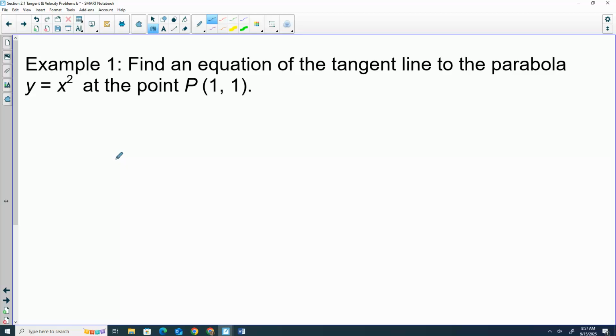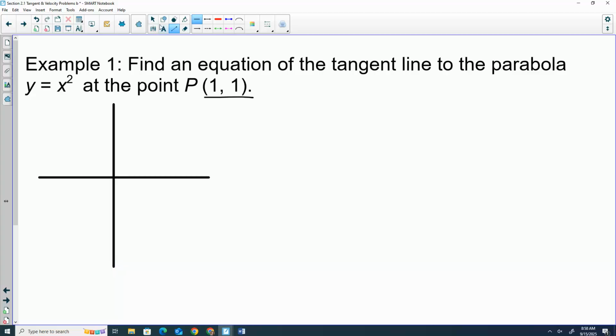Now here's the thing. If you're going to write the equation of a line, what information do you need? You need either 2 points or a point and a slope, right? We had to have the 2 points so we could get a slope. I gave you a single point.